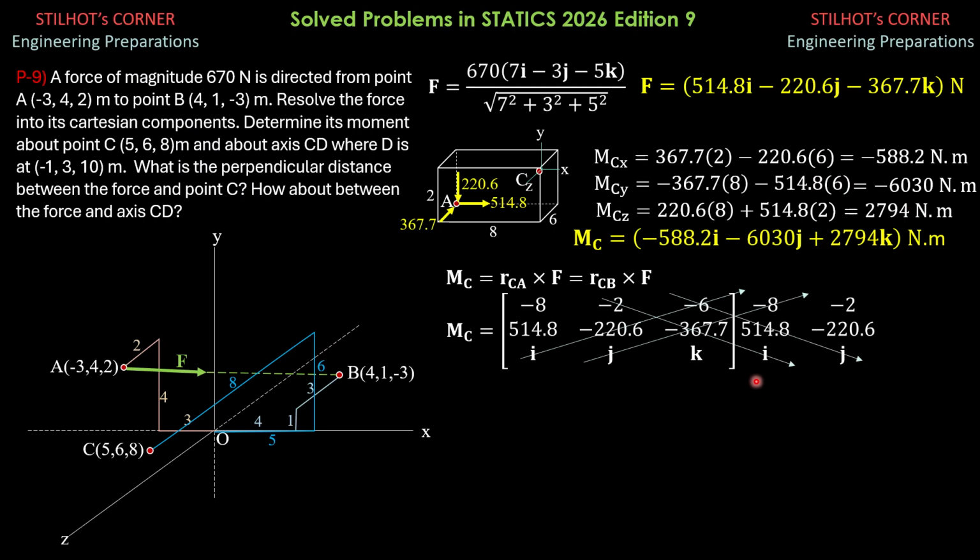Then that's for J. Then for K, we have here positive, negative, negative. So positive 8 times 220.6, which is this. And minus this. So minus negative, so that's positive 514.8 times 2, which is the same as that. So 8 times 220.6, positive, which is that. And plus, because that's negative of negative, 514.8 times 2. So we expect the same answer of the quantity negative 588.2 I minus 6030 J plus 2794 K newton meters.